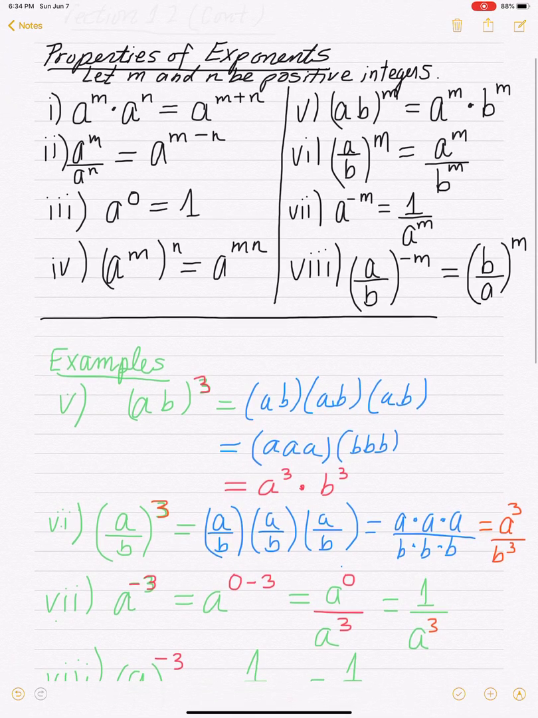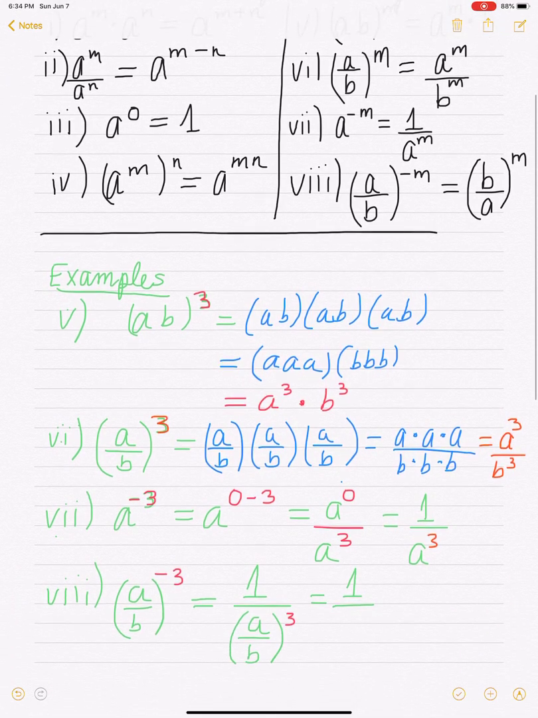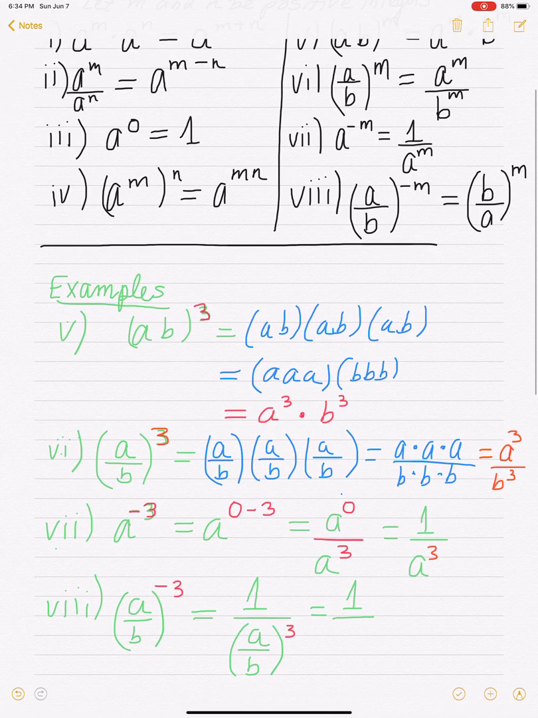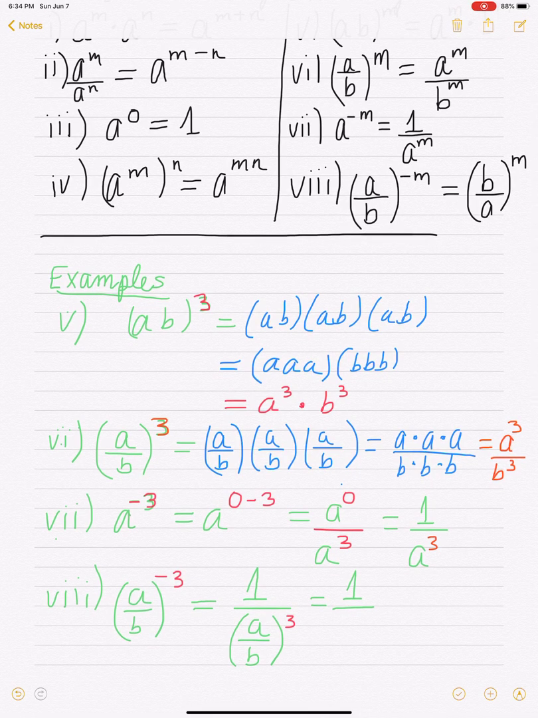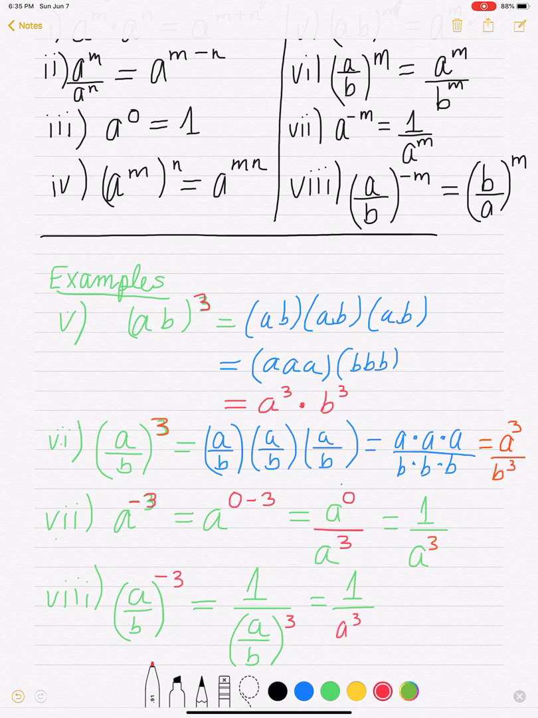Now I use property number 6 to distribute my exponent. Property number 6 says you can distribute your exponent over top of a fraction. So I'm going to have here a to the third divided by b to the third. Now that looks very awkward, right? We have 1 divided by a to the third divided by b to the third.